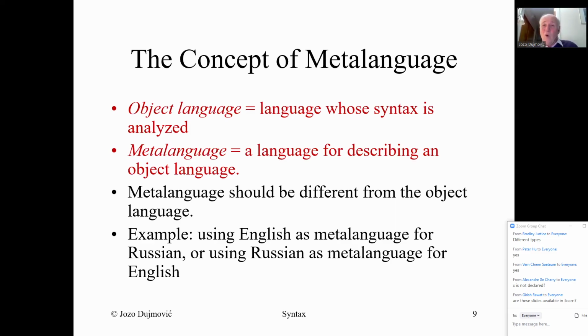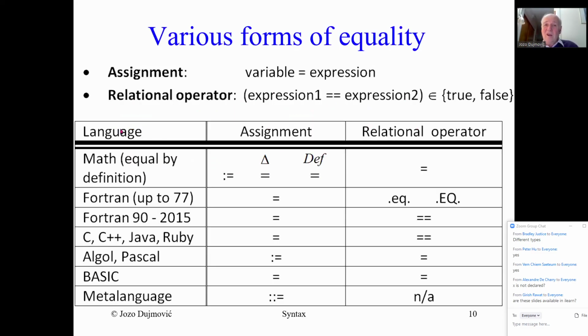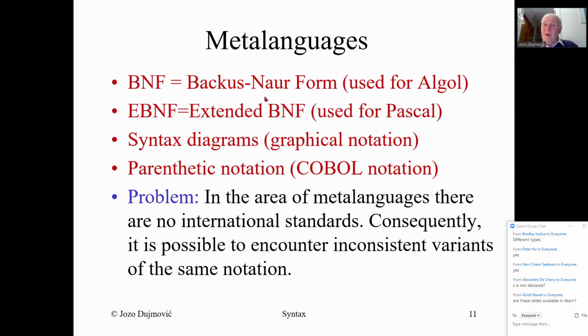So the question is, what are meta languages for describing programming languages? What are notations that are used for describing the syntax of programming languages? There are 4 of them. BNF, or Backus-Normal form, or Backus-Naur form. There is also eBNF, extended BNF, and there are also syntax diagrams. And after that, parenthetic notation. There are 4 of them. So we are going to start with BNF. This is going to be the first one.